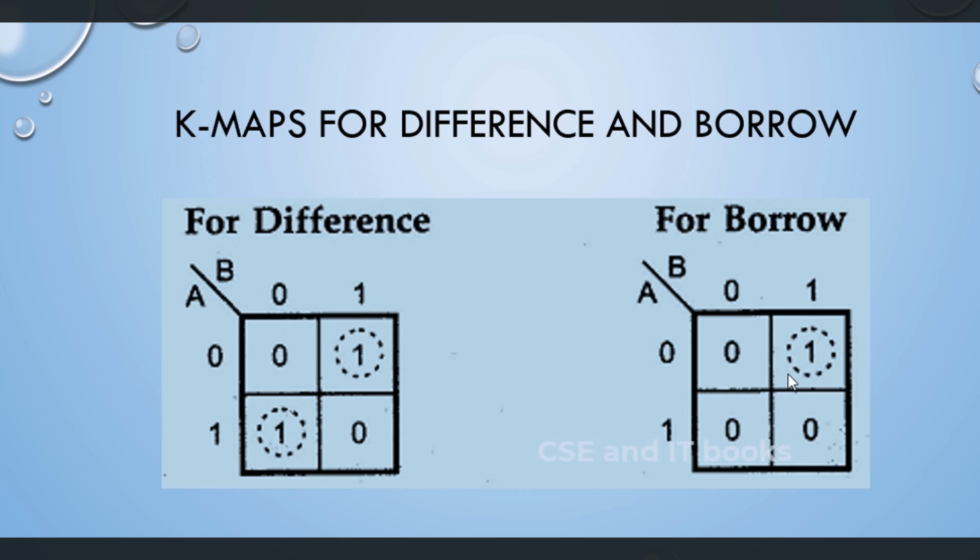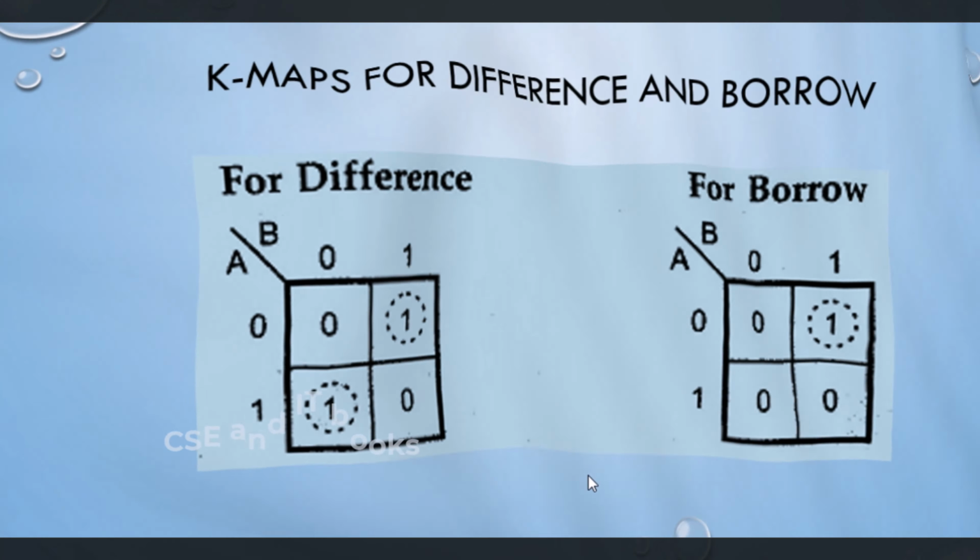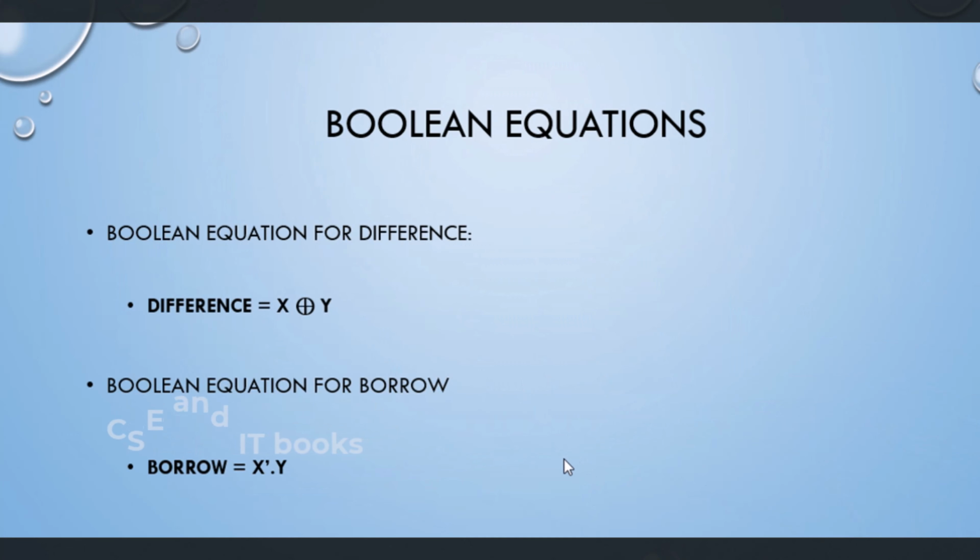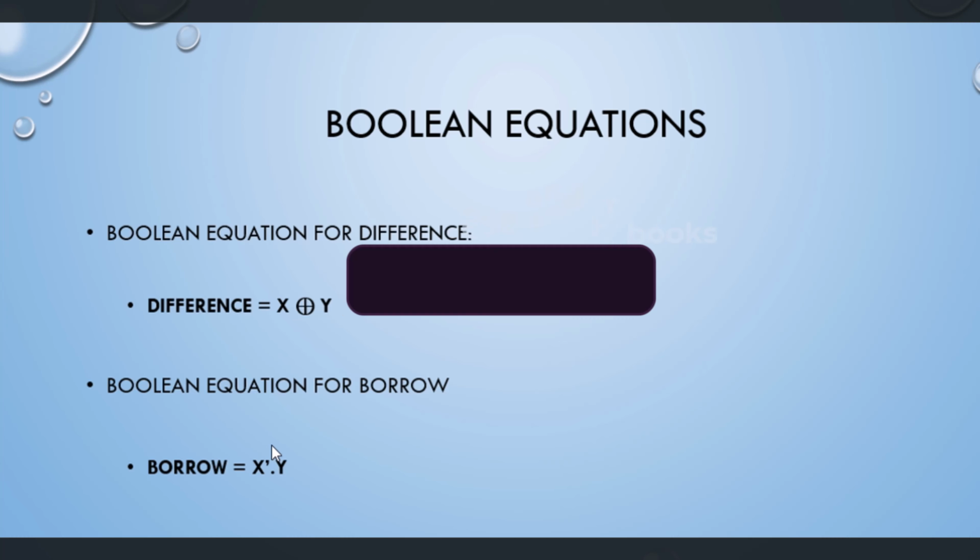Now, from this K map, let us derive the Boolean equations for difference and borrow of the half subtractor. As we got the diagonal path for the K map for difference, we derive the equation for the difference as x XOR y, and we got a single path for the borrow. We derive the equation of borrow as A bar and B.